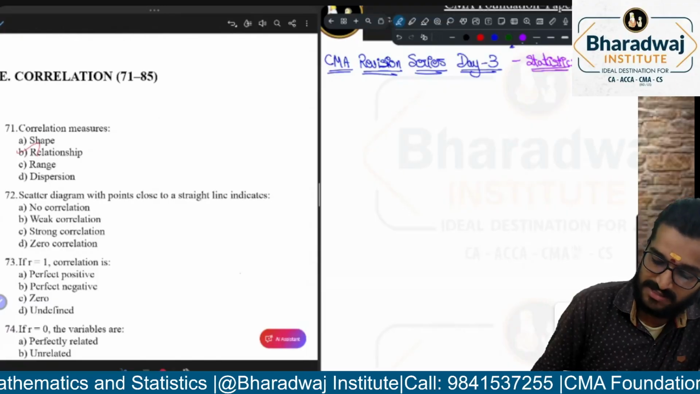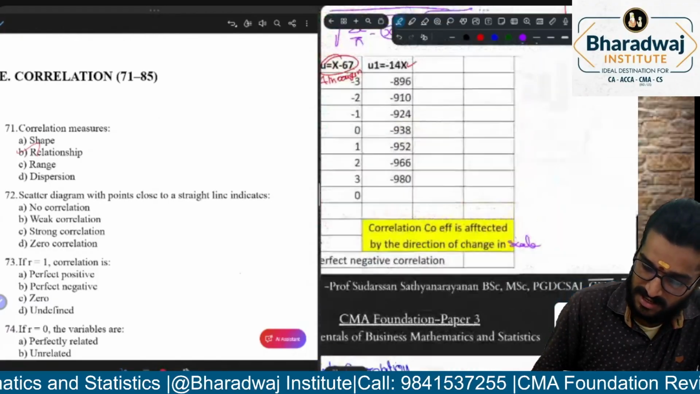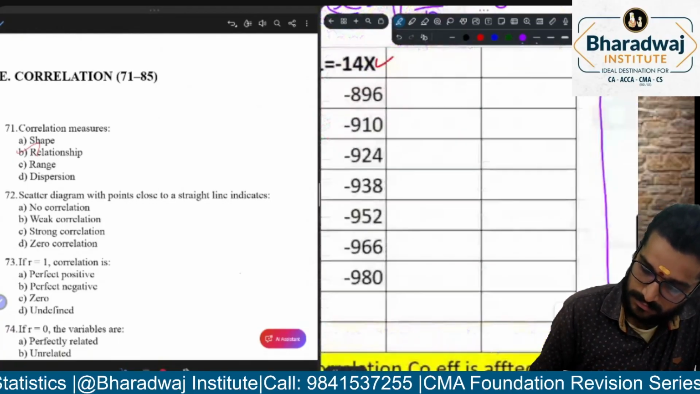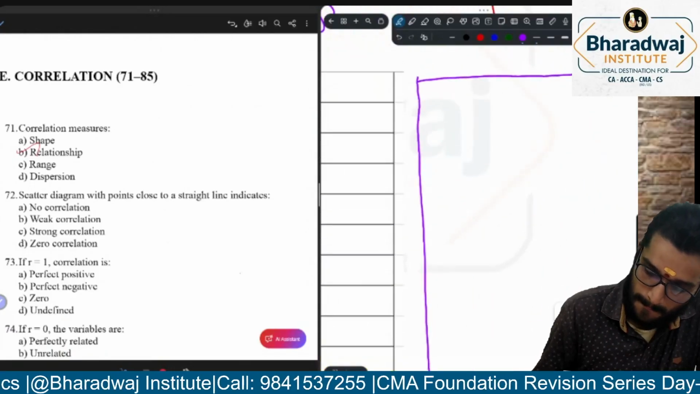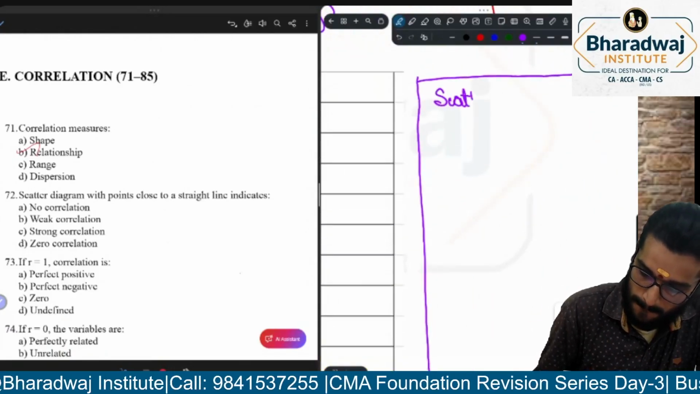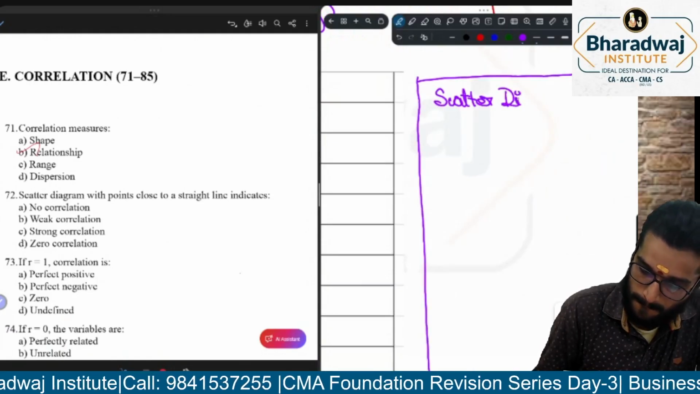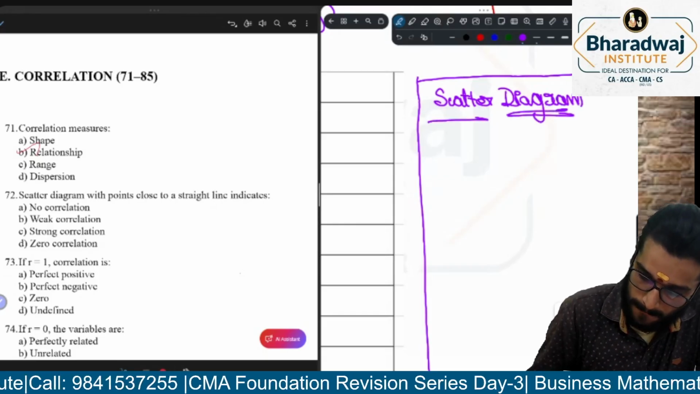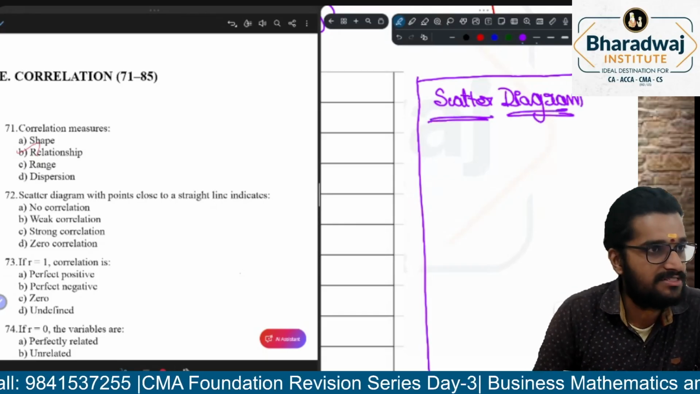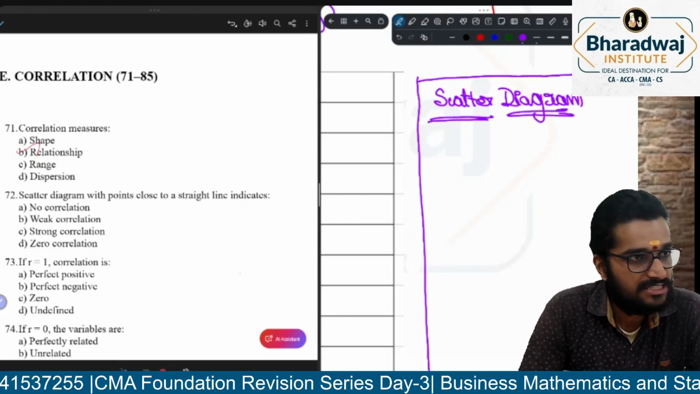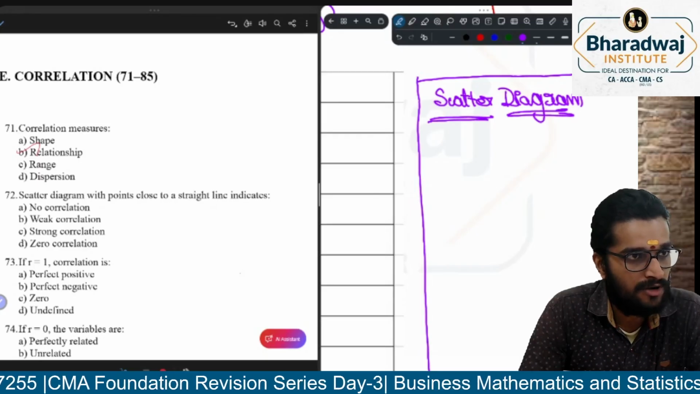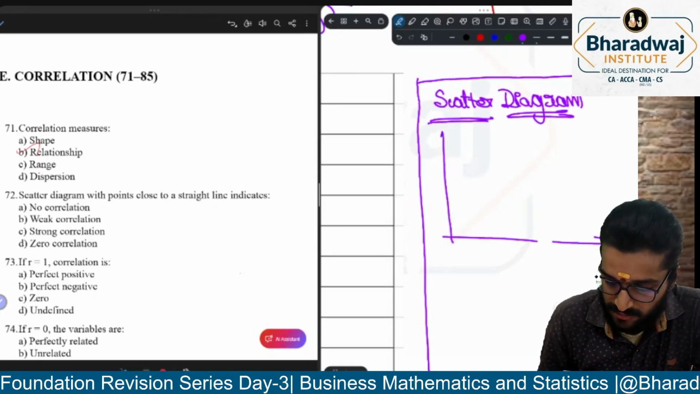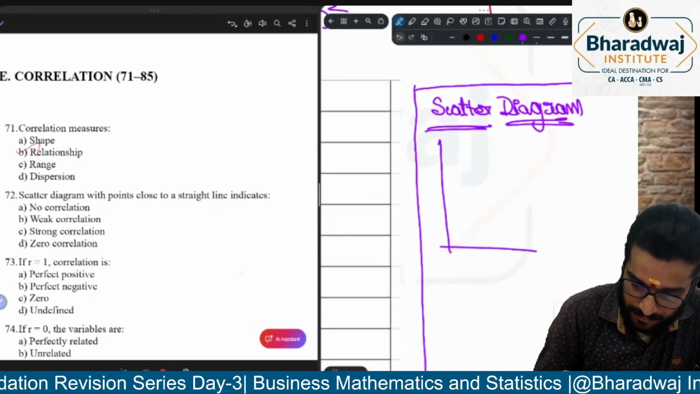Okay, what is meant by scatter diagram? Let's discuss what is meant by scatter diagram. See, scatter diagram is nothing but plotting the change, or increase or decrease, in one variable and the same effect of another variable in a graph. This is what we call a scatter diagram.